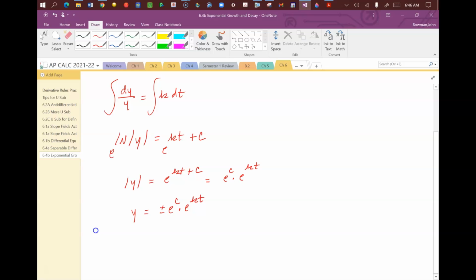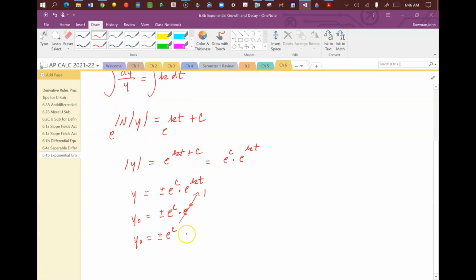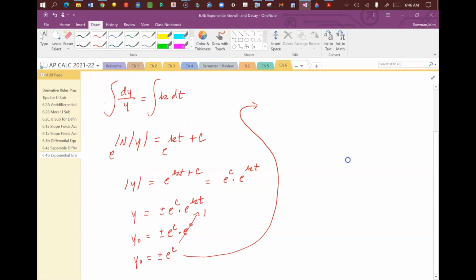Then we look at our initial conditions. y0 is equal to plus or minus e to the c times e to the 0, but e to the 0 happens to be 1. So the initial amount happens to be plus or minus e to the c. So in our equation, we're going to replace plus or minus e to the c with y0.